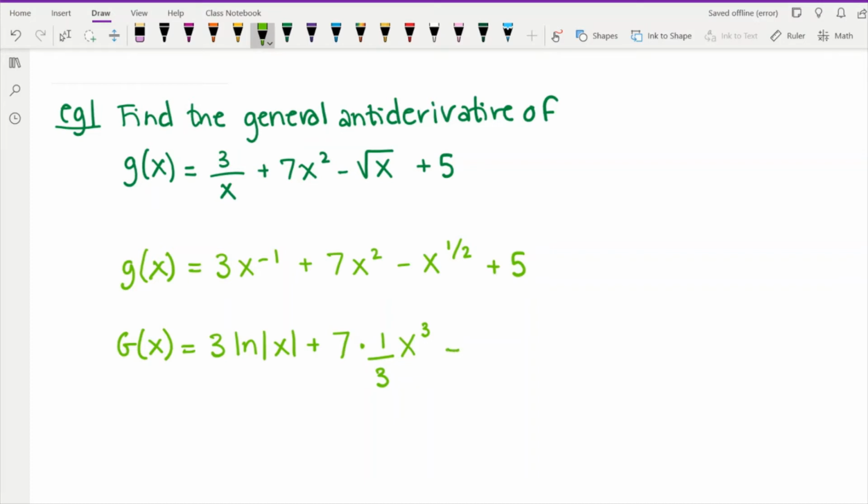Okay, and then here we have minus x to the 1/2. And so what is our antiderivative here? Well, we make our new exponent. We already did this one earlier, actually. So we got 3/2 for the new exponent by adding 1. And then we take the reciprocal of 3/2, and that gives us 2/3.